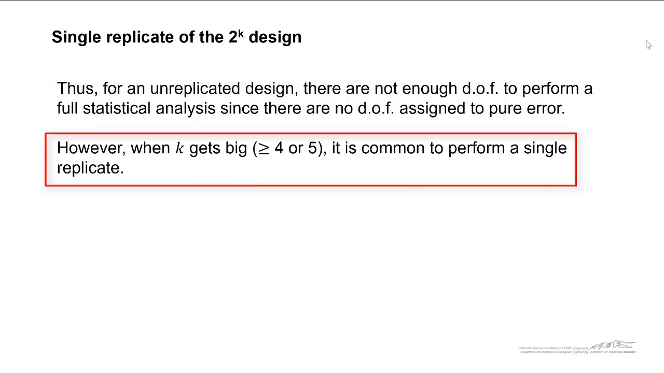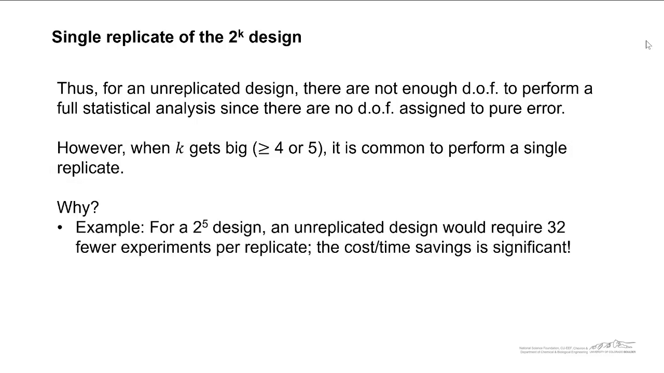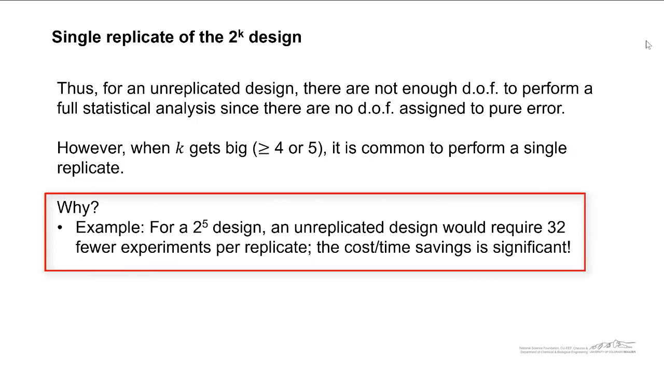However, when k gets big, greater than about 4 or 5, it is quite common to perform a single replicate of the experiment. Why is this? Well, for example, a 2 to the 5th design, if you wanted to do an unreplicated design, only requires 32 observations. So for each of the replicates in a 2 to the 5th design, you need an additional 32 observations. And you can imagine, in some experiments, 32 observations is quite a bit. That's a lot of time and money. The cost and time savings is significant if you can perform an unreplicated design.